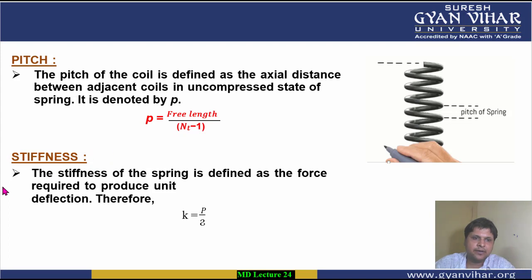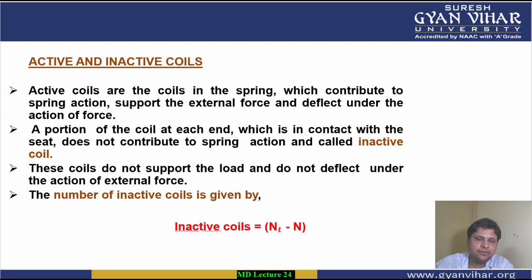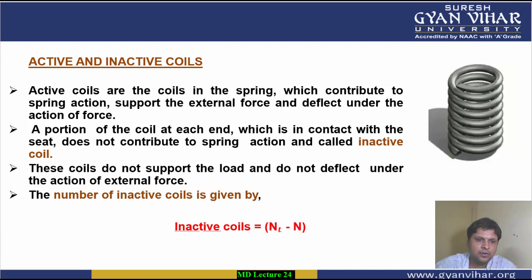Then these are the parameters. After that, there is one more thing, that is the active and inactive coils. Always, students, there are some coils in the spring which are only used for providing the base to the spring. They don't aid in sustaining the load. They don't aid in supporting or bearing the load that is acting on the spring. Such coils are known as inactive coils, and those coils which actually take the whole of the load acting on the spring are known as active coils.